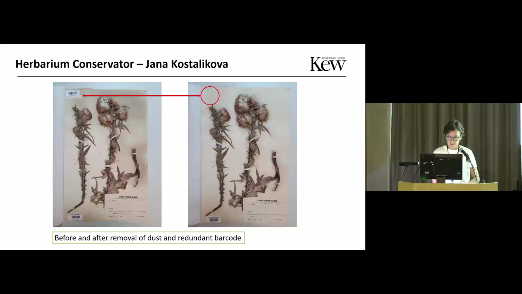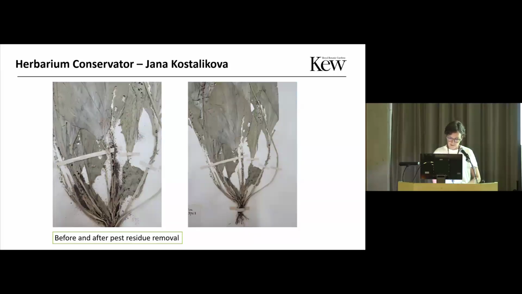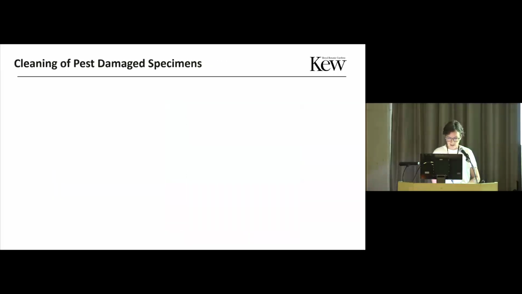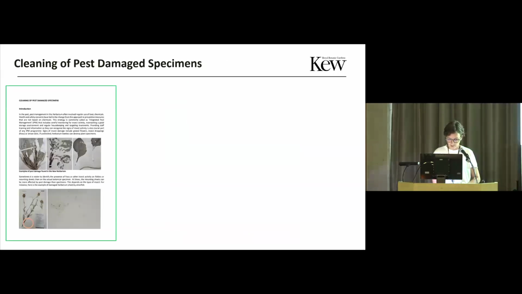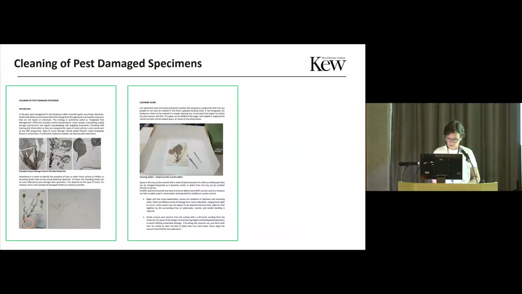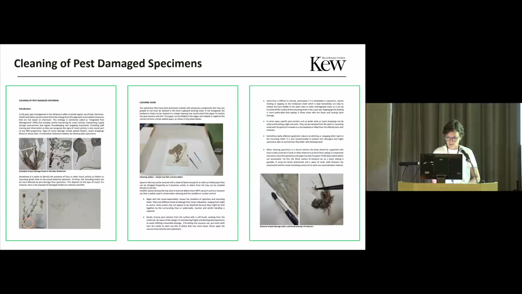As you can see here, a couple of examples of her work. This is before and after photos for redundant barcode removal and surface dust removal. And you've seen this picture again, but this is before and after of pest damage removal. And these images are forming part of working protocols for non-conservators to follow.